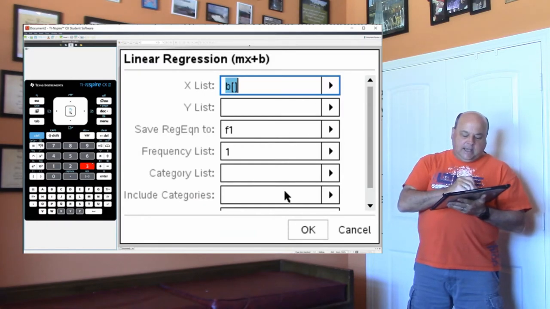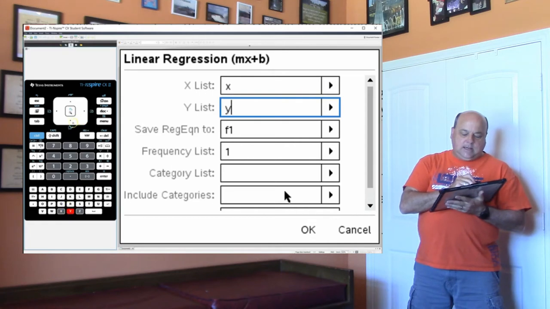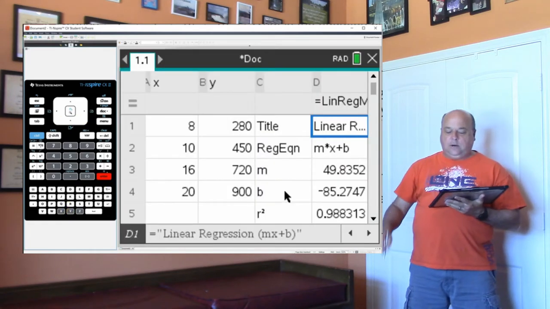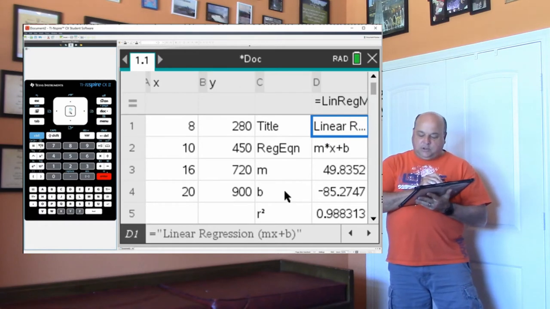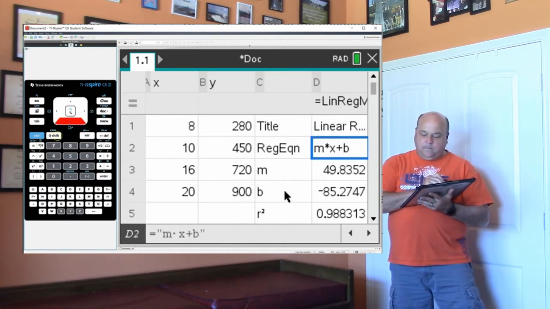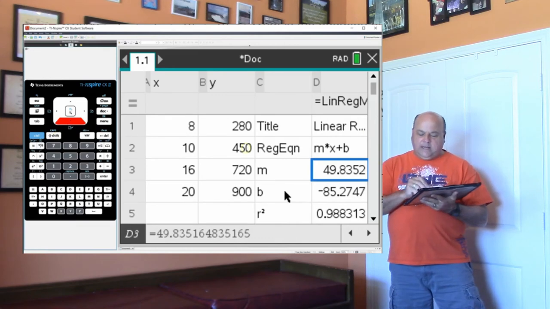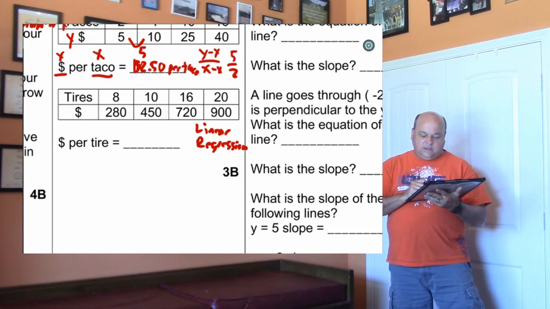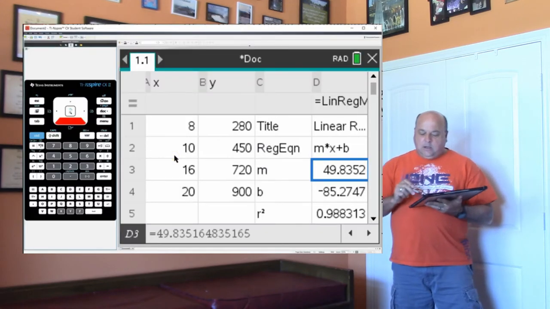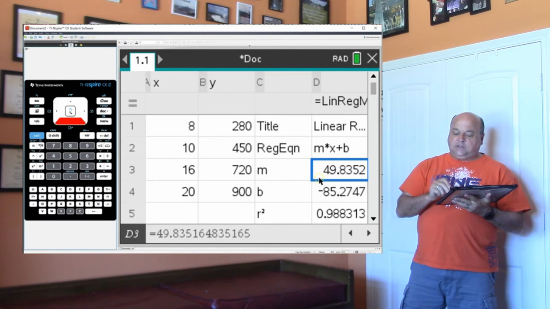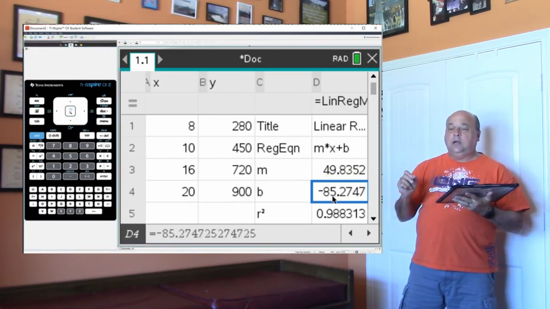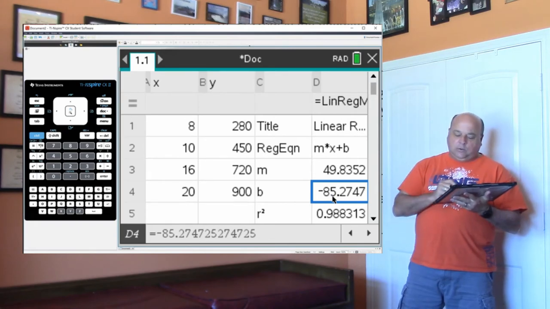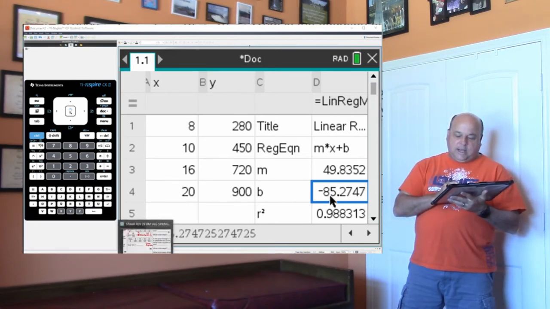And then you're going to put x down, y down, and then when you're here, you just hit enter. And notice I have my numbers over here on the right, don't I? And I hope I put these in right. Oh, I did 450. That shouldn't be 450, should it? Yeah, 280, 450, 720, 900. That's it. Okay, so my first tire is going to cost, or my slope is going to be 49.83, and this right here is my starting number, negative 85, okay?